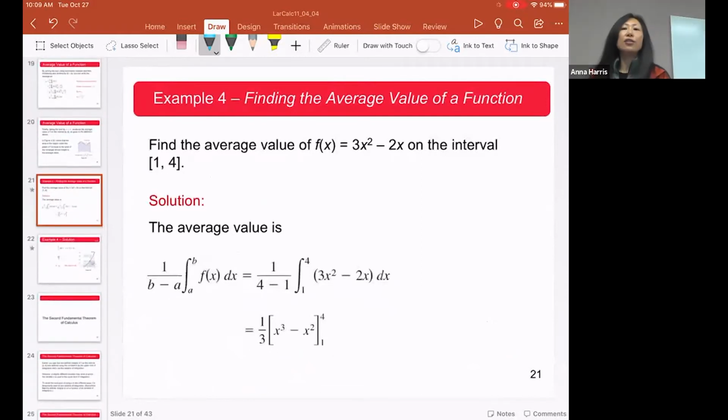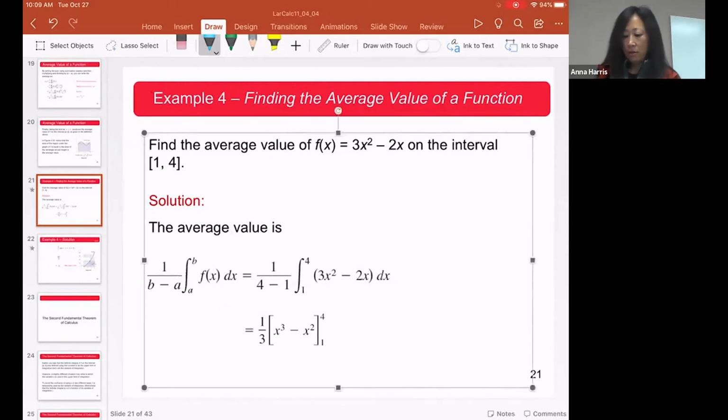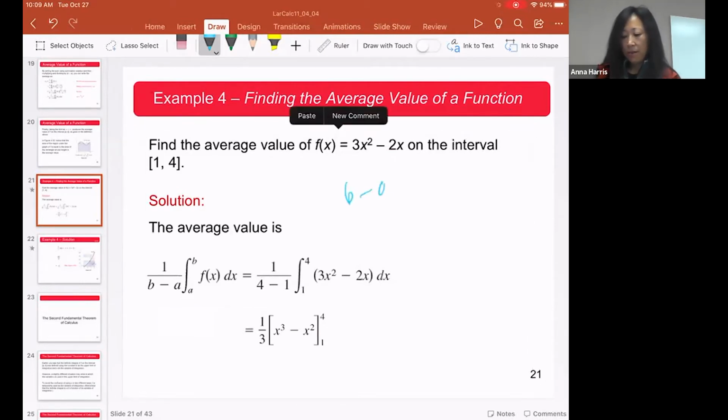Okay, so if they're asking you, this is a question right here. Find the average value of f of x equals 3x squared minus 2x on the interval [1, 4]. Then what would you do? You just use our formula. So b minus a, which is 4 minus 1, which is 3. So you get 1/3.